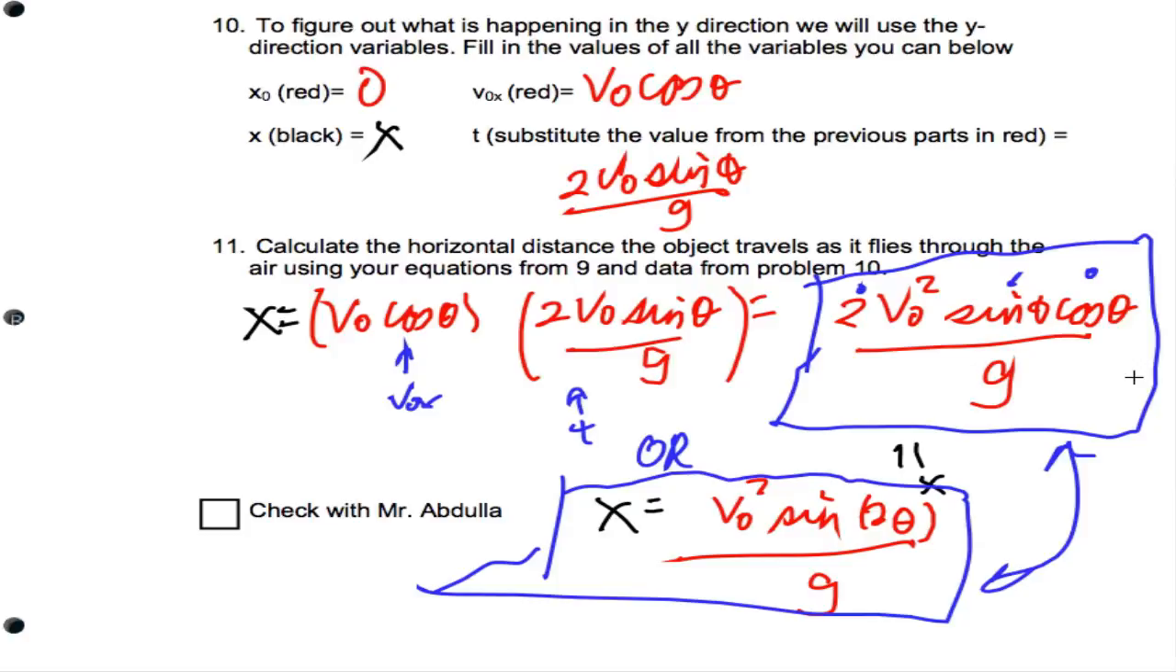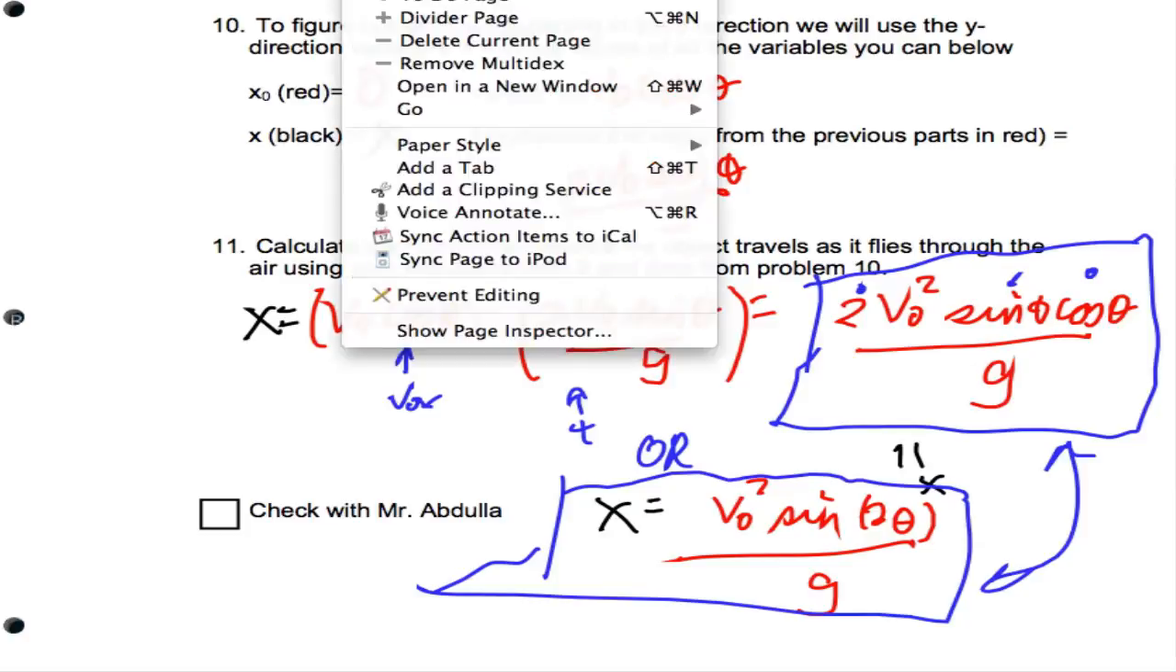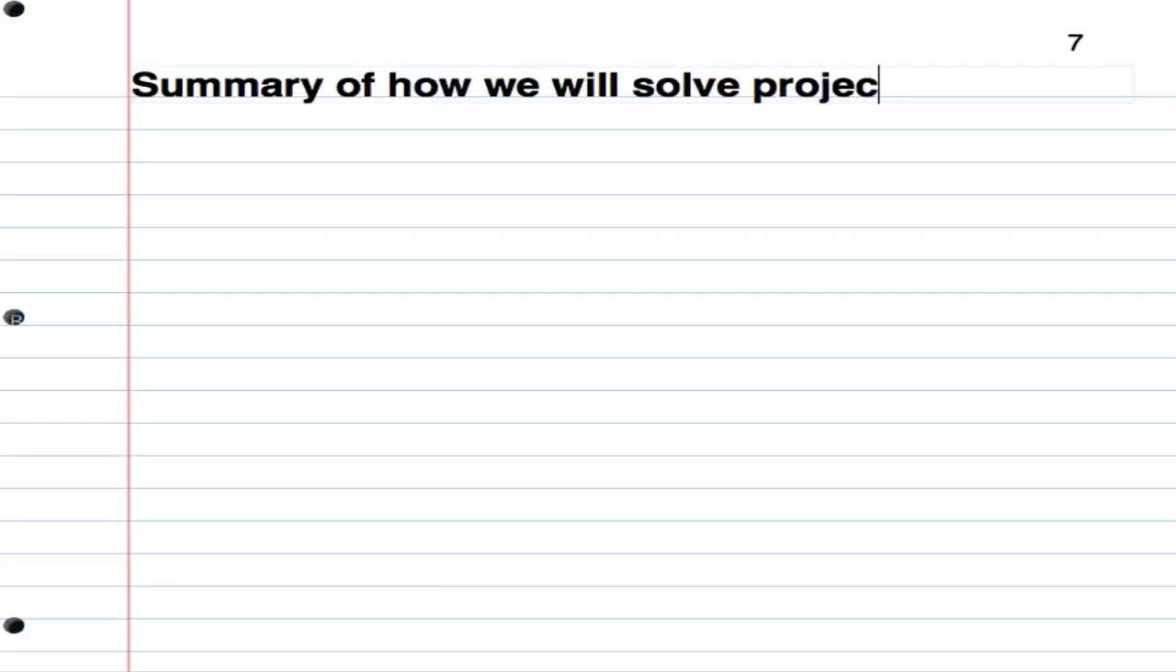So what this means is you have 2 ways now that you're going to be doing problems. Okay, and let me just kind of summarize those right now. See if I have time. I do have time. So let me just kind of make sure we get this. So, summary of how we'll solve projectile motion problems.